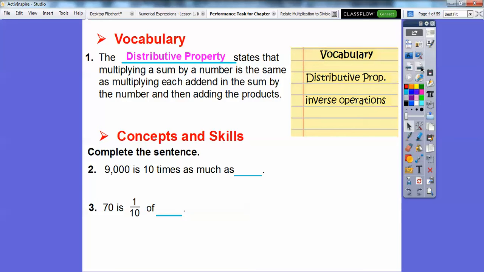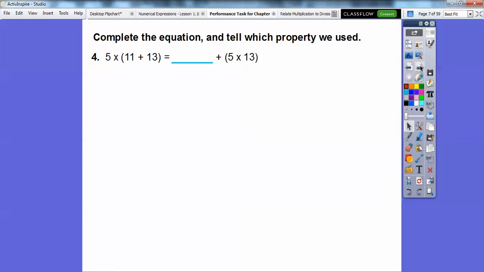Let's complete each sentence. 9,000 is 10 times as much as blank. Well, if it's 10 times as much, then this one has one more zero than the next number. So let's just take off a zero, and that's going to give us 900 right there. All right, 70 is 1/10. Well, 1/10 means that this is going to have one less zero than this number right here. So if it's 1/10 of a number, this one must have one more zero, so this one's going to be 700 right there.